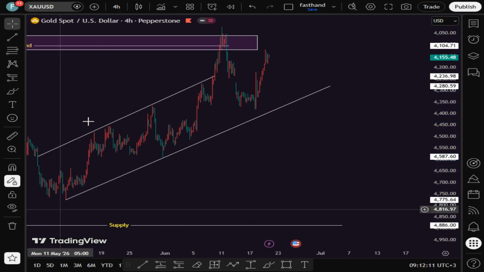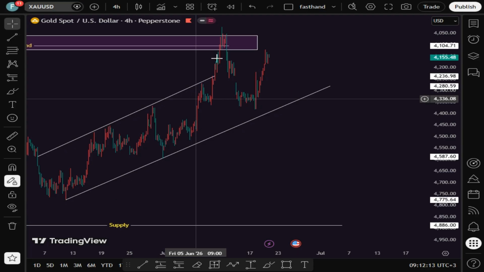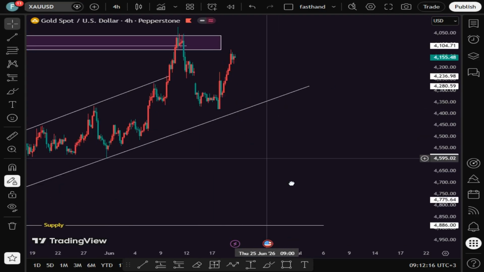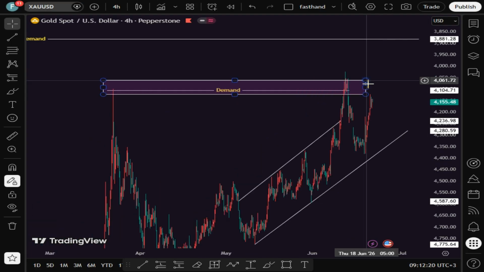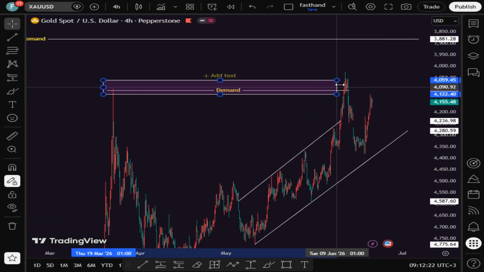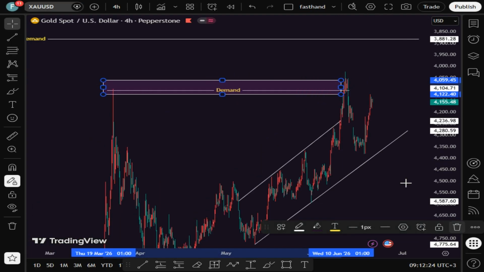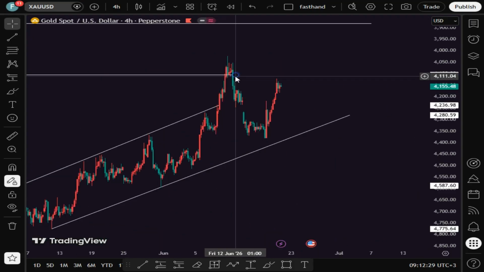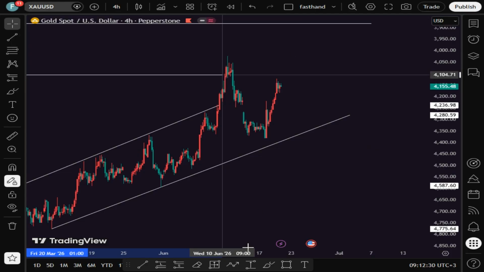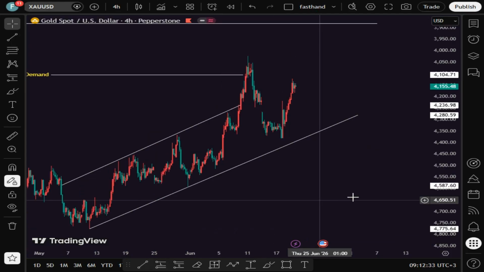So we had our impulse phase, correction. Now we had another impulse phase. Now this correction, right? So right now price I can see is on an impulse phase. I can adjust this, in fact I can remove this, don't need it. Right now we see price under our impulse phase. All right, so what next?